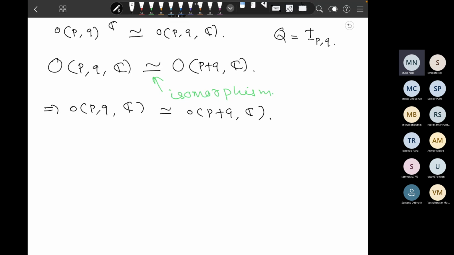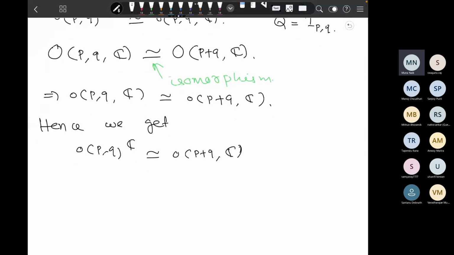Okay, so these O are identical, but you understand this is a small O, but that is a capital O. Hence we get that o(P,Q)^C is isomorphic to this, and this is isomorphic to o(P+Q)^C. So the complexification of this o(P,Q) is really o(P+Q)^C.